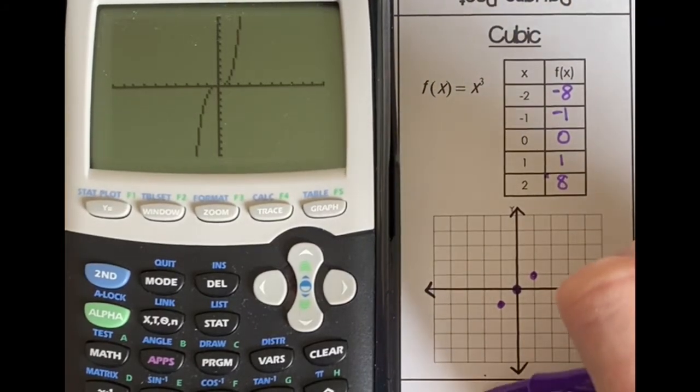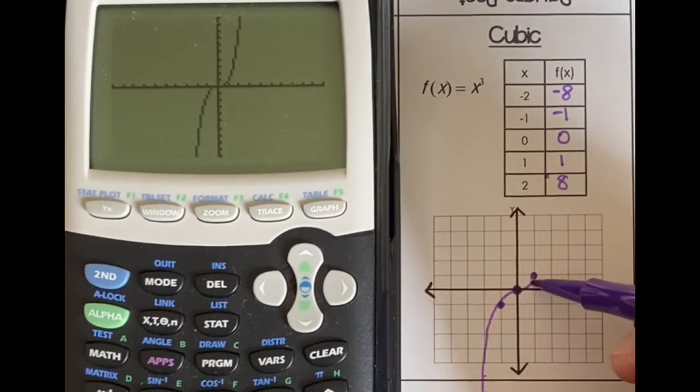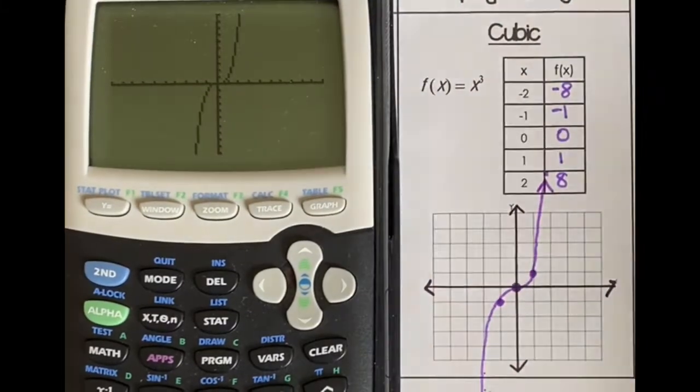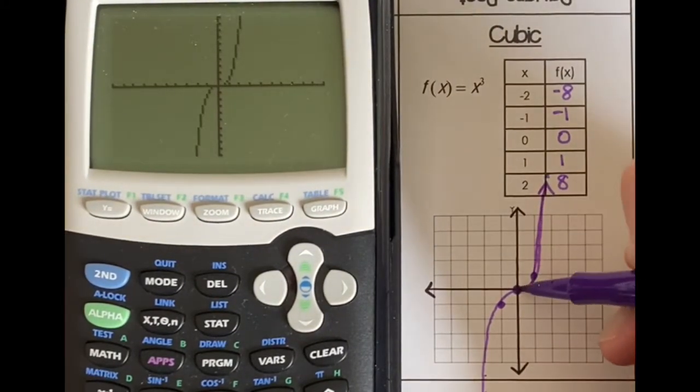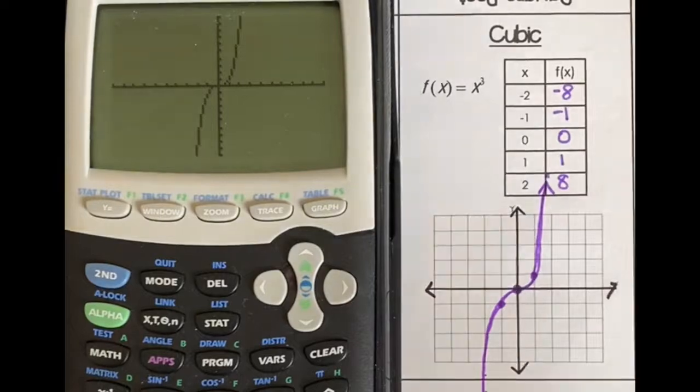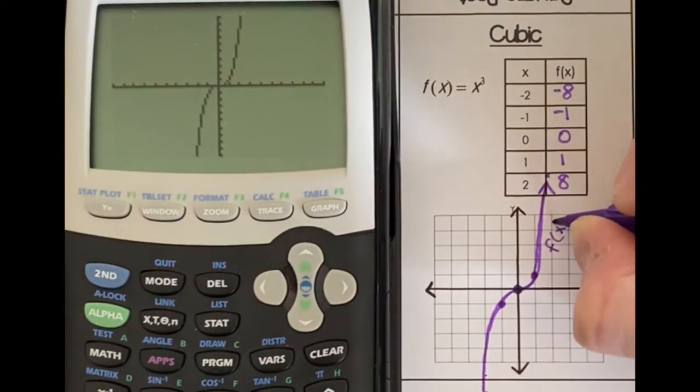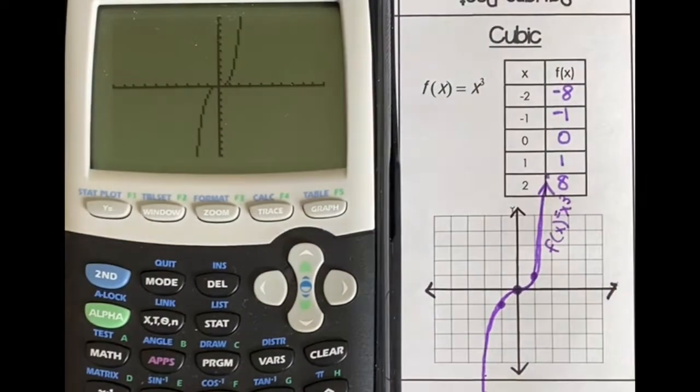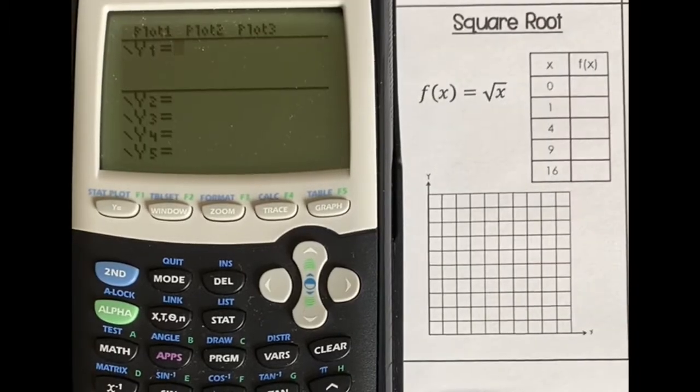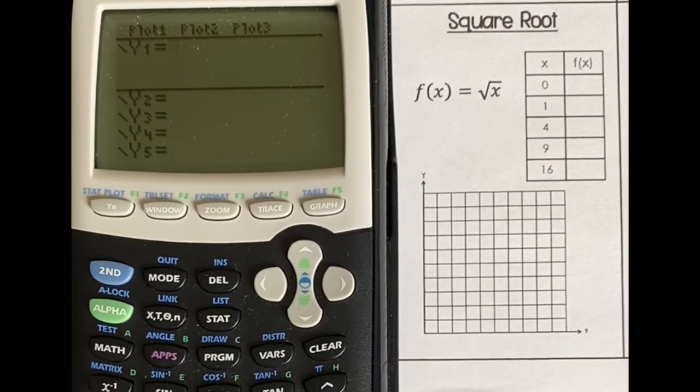Just to help our picture look like that. So it's that squiggly shaped curve there. And we're going to label it. So next we have the square root function. So we are going to put that into our calculator.